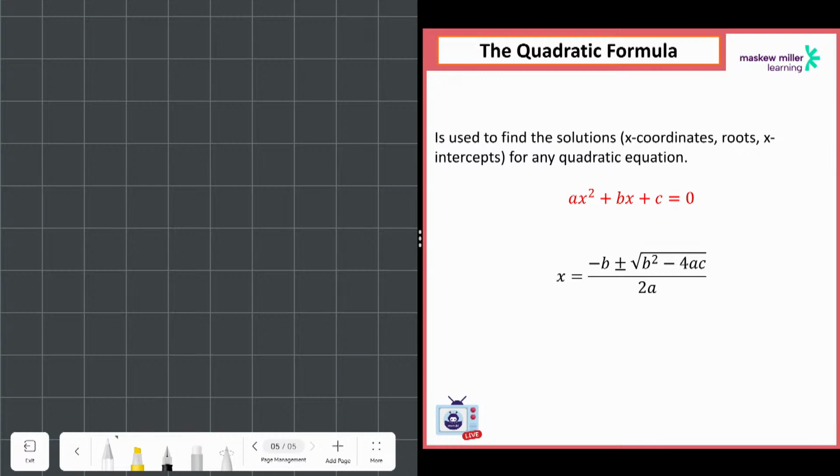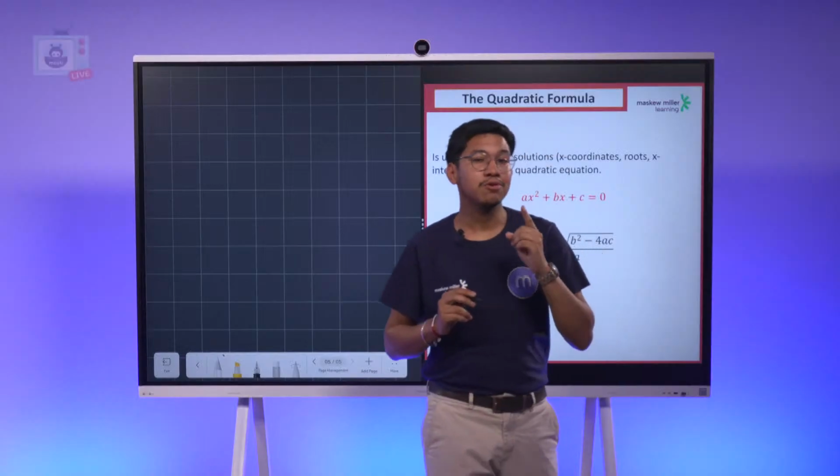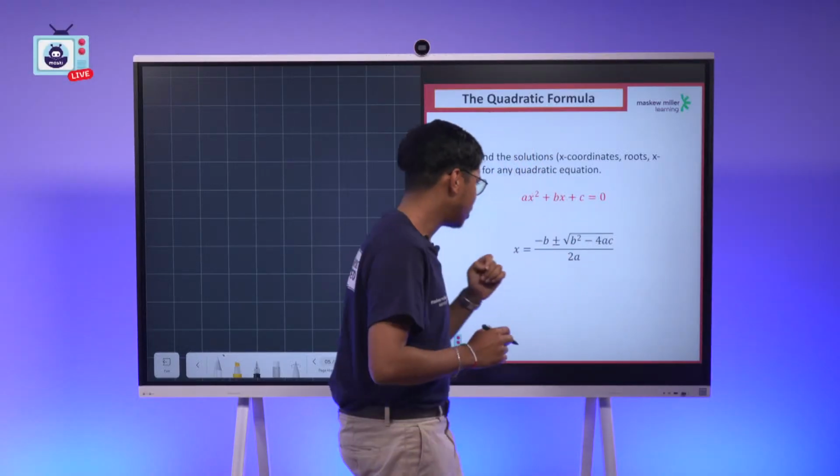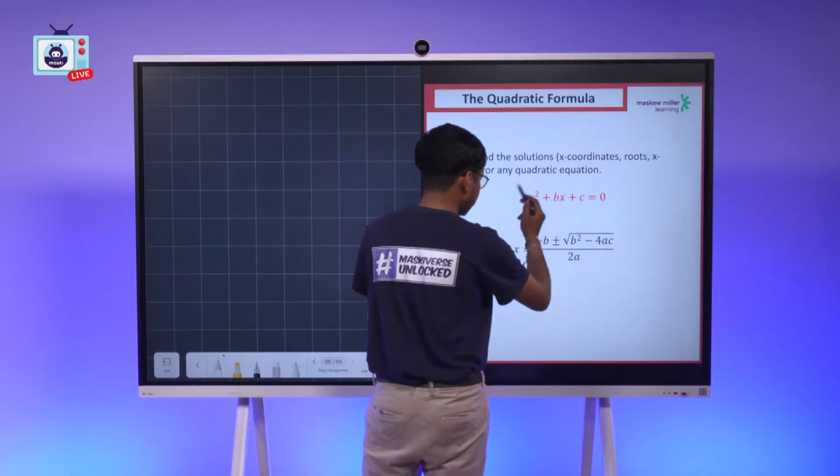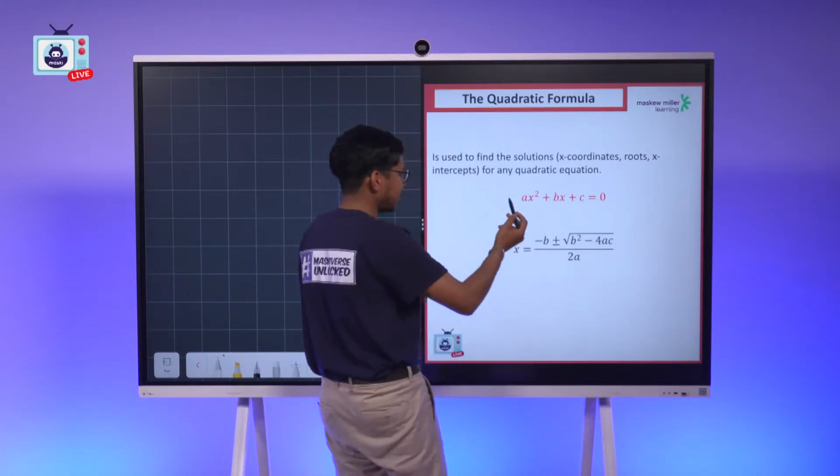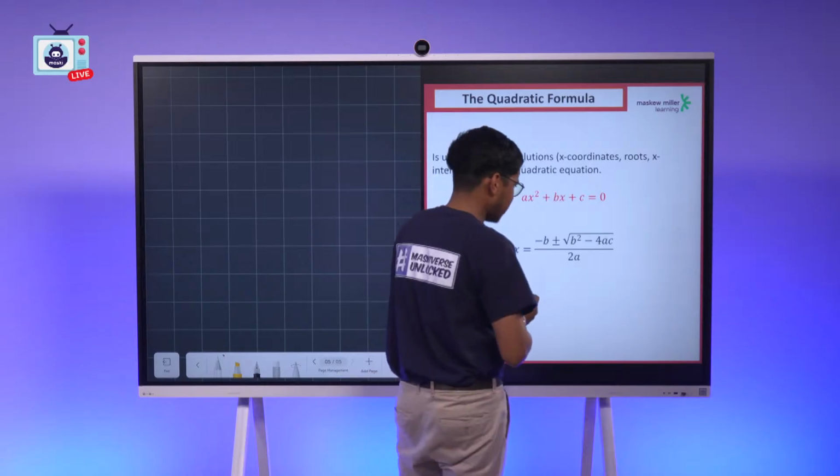Now many a time they don't give us our equations in standard form, and our first task would be to get the equation in standard form, because once the equation is in standard form, we can just read from the equation what a is, what b is, and what c is.